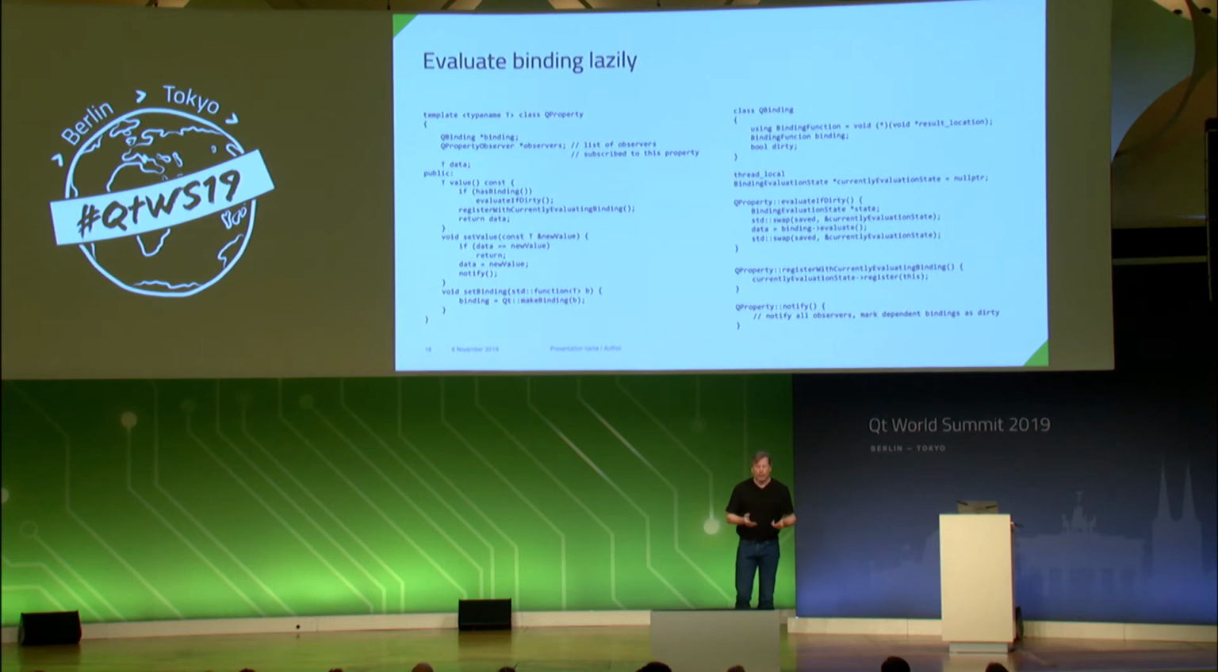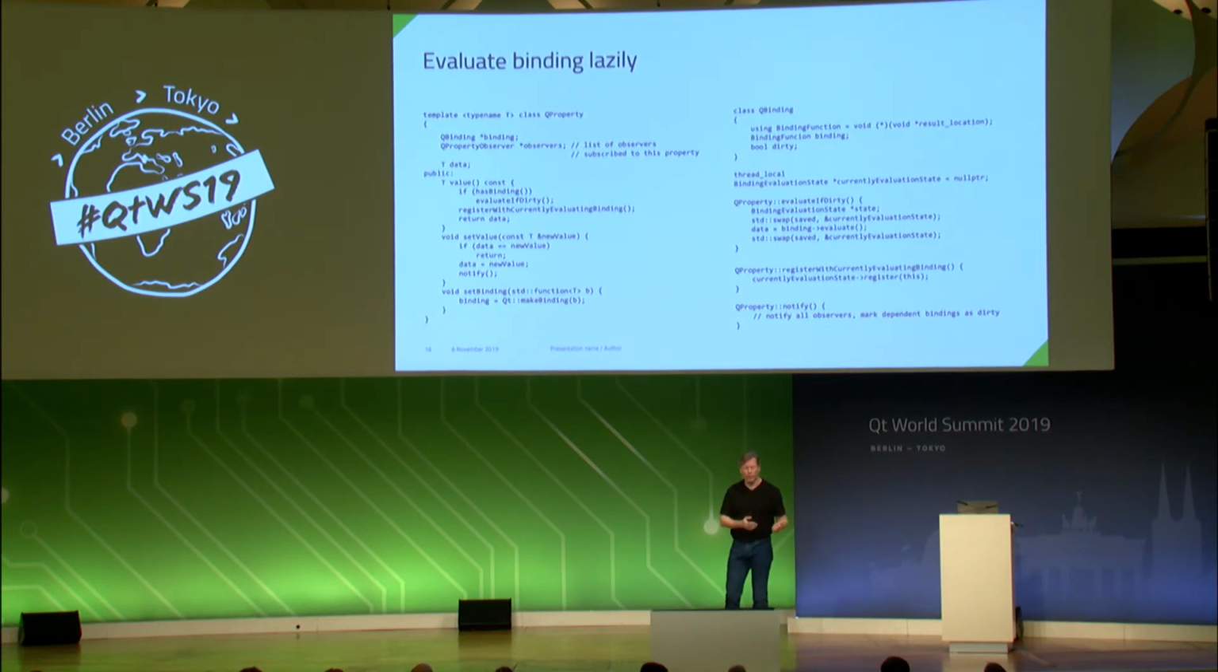We say we have a binding now, a pointer to that, and we have a list of observers. Those observers are other properties, for example, that are subscribed to this property, or other bindings that depend upon this property. It could be anything. And we have the data.